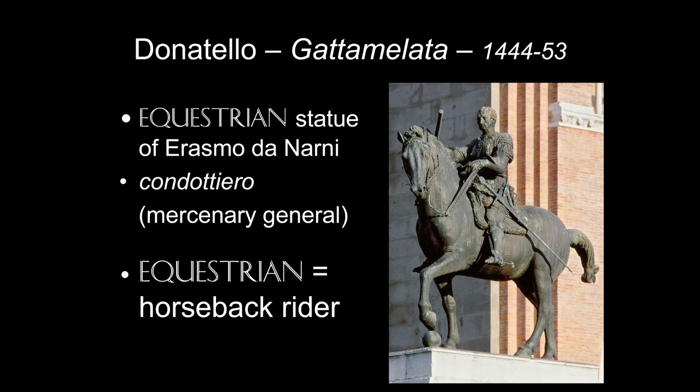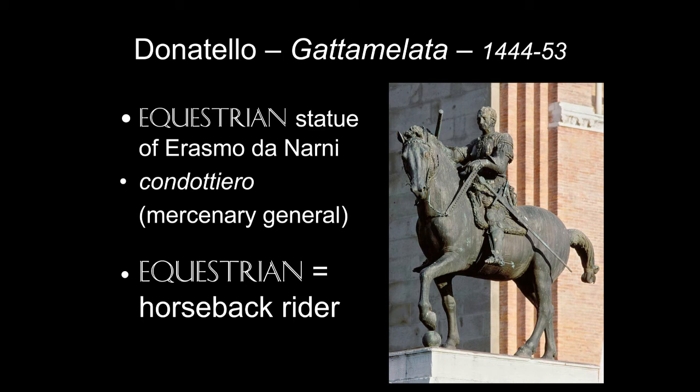This is the Gattamelata. And it is also by Donatello, and it's created right in the middle of the century, as you can see. And it is an equestrian statue. And by an equestrian, you can see the word equus, which means horse. An equestrian is a horseback rider. So this, in a sense, is the granddaddy to all of those figures that you might see of generals riding horses or something like that. It is a mercenary general. It's a statue of Erasmo de Narni, who was a condottiero, or a mercenary general.